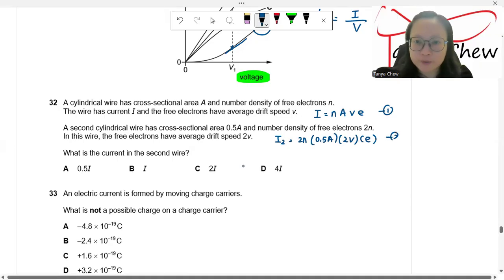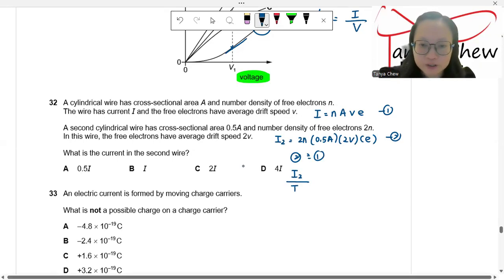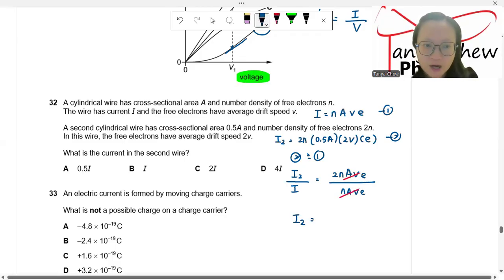Second equation, so I'm using the second equation divided by the first equation. There's a lot of simultaneous equations in this paper, don't you think so? Right, so I have 2N AVE over NAVE. NAVE just cancels off. That is why the current in the second wire is 2 times the current in the first wire. C is the answer.